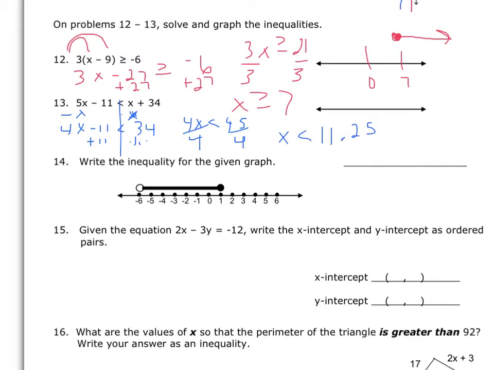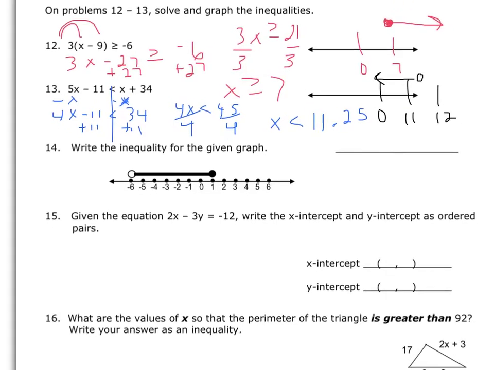Okay, so if I'm graphing that on this line, I'll do that in black. So if I said this was 0, and this is 11, and this is 12, right? 11.25 is going to be about right here. And the values of x, we're saying, are less than that. So we will move to the left to show less than. Okay.